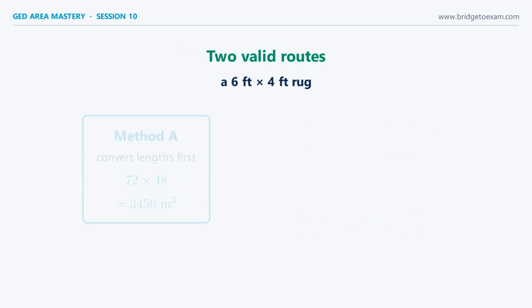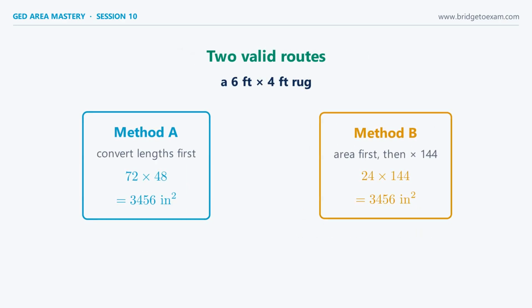You have 2 valid routes. Method A: convert every length first, then compute the area. Method B: compute the area in the units given, then apply the squared factor. A 6 by 4 foot rug is 24 square feet. Method B: 24 times 144 is 3,456. Method A: 72 by 48 inches.